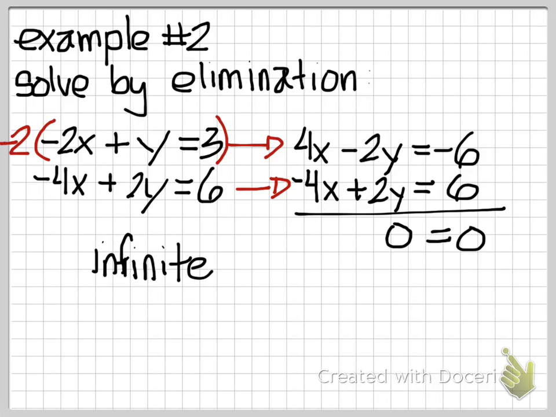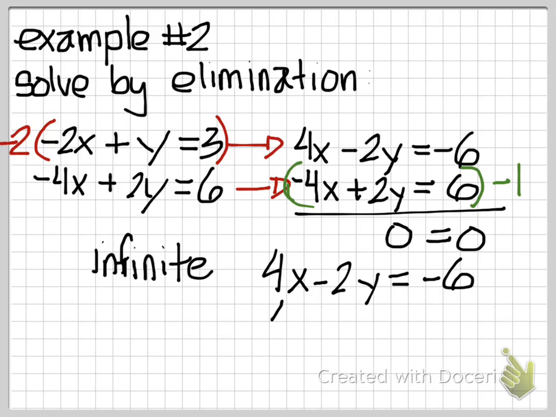The reason they're infinite is I've actually got the same equation. Looking up at the top, I have 4x minus 2y equals negative 6. At the bottom, if I multiply by negative 1, let me show what that looks like here in green. Everything gets multiplied by negative 1. I now end up with 4x minus 2y equals negative 6.